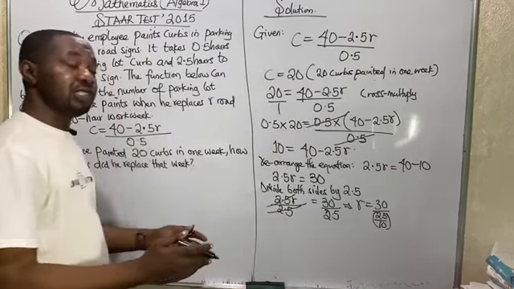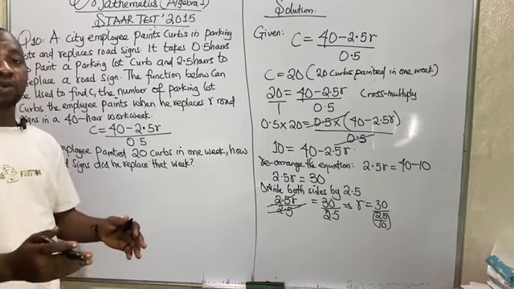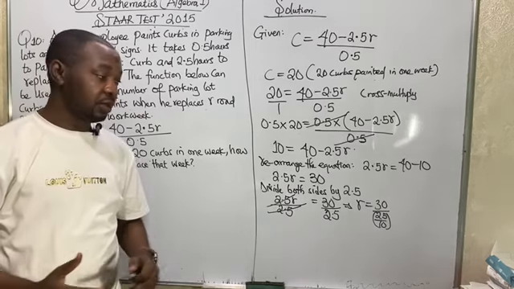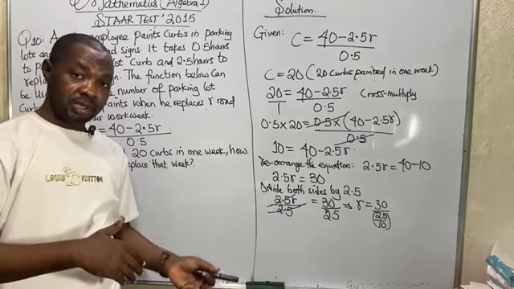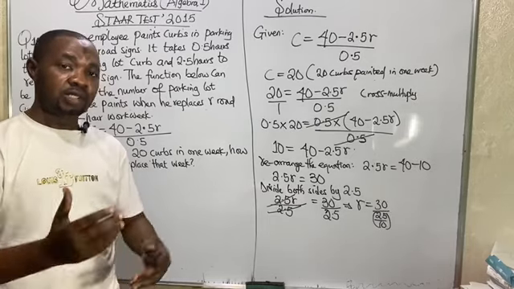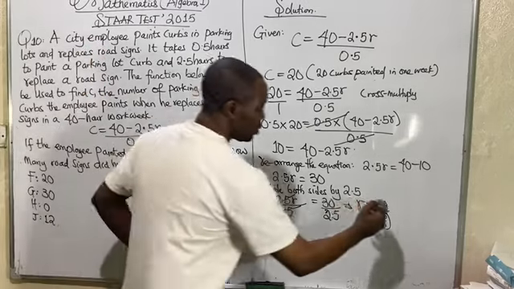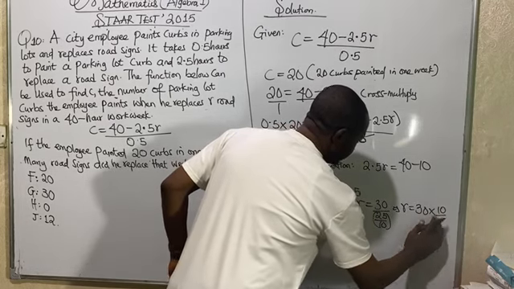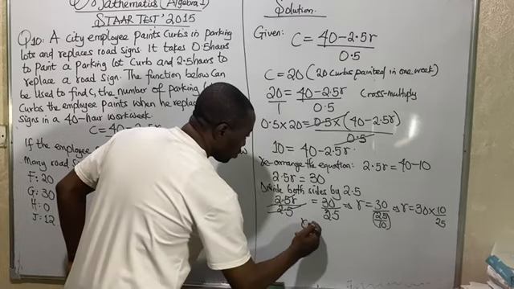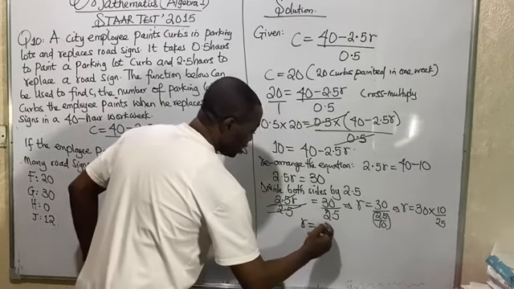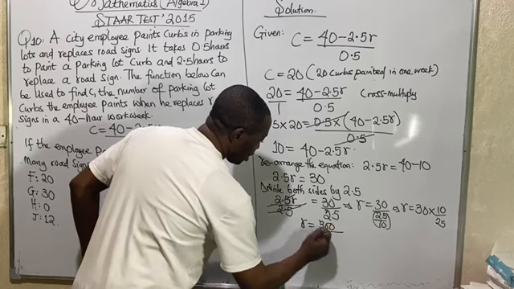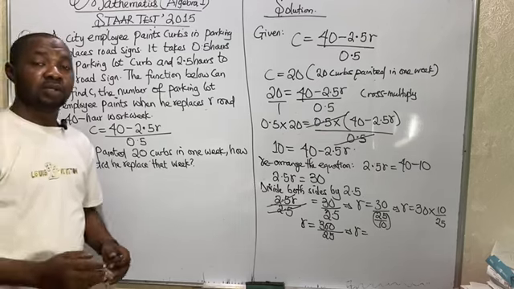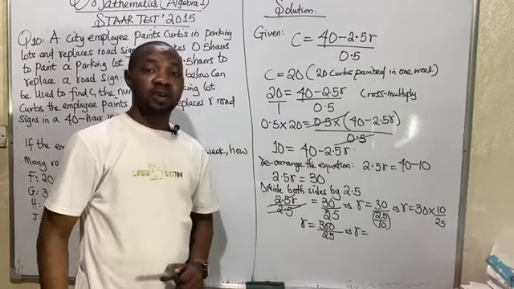When we have 30 divided by 25 over 10, just like when we divide a whole number by a fraction, we use KCF: keep, change, and flip the fraction, that is, we take the reciprocal of the fraction. So this will become R equals 30 multiplied by 10 over 25. 30 times 10 is 300, and then we have 300 over 25. So the value of R is 300 divided by 25.